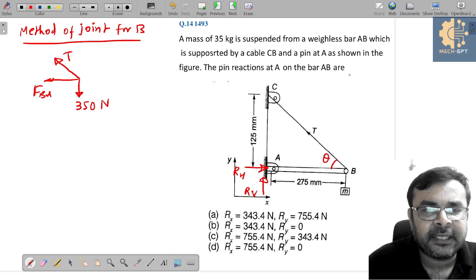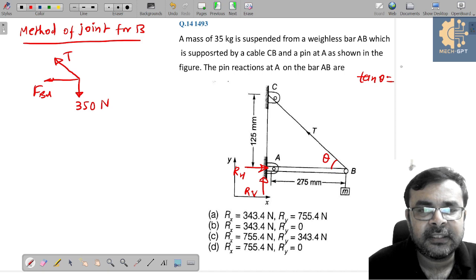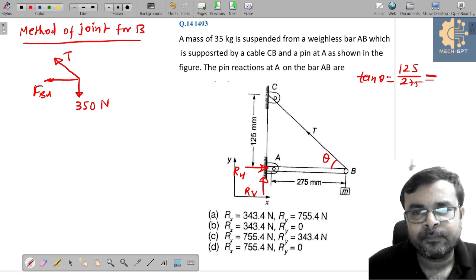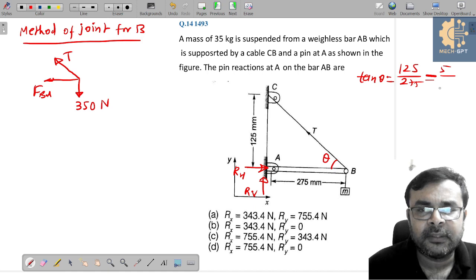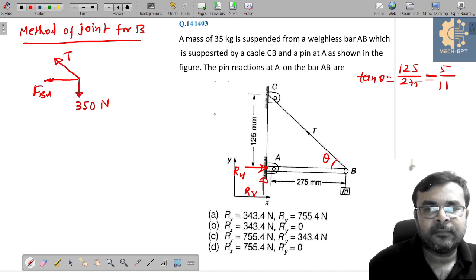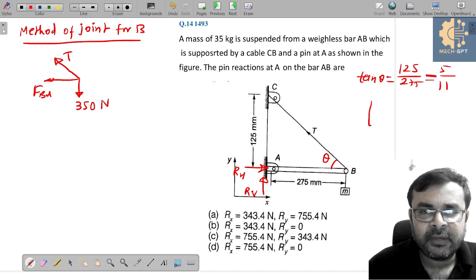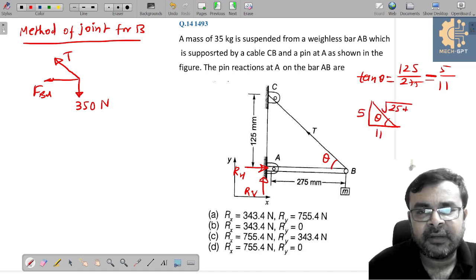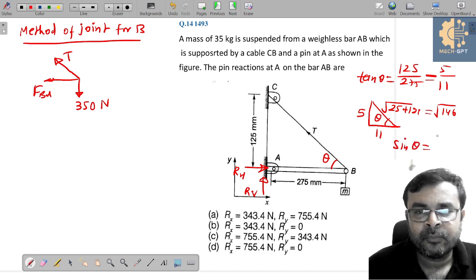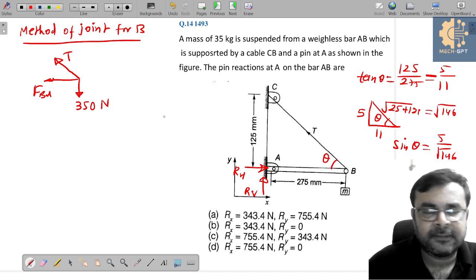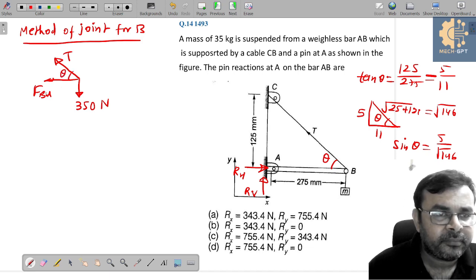So if I say this angle is theta, what about tan theta? Can I say tan theta is nothing but 125 over 275, and if you divide by 25, then here we get 5 over 11. Is it clear? 5 over 11. So if I represent this, let's say this is theta, this is 5 and this is 11. So can I write 25 plus 121, which is the square root of 146. From this can I say sine theta is equal to 5 over square root of 146, and cos theta is 11 over square root of 146. Correct?